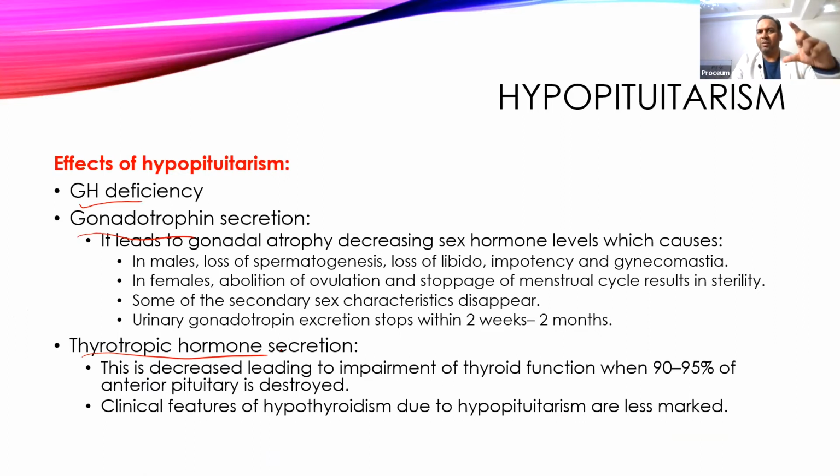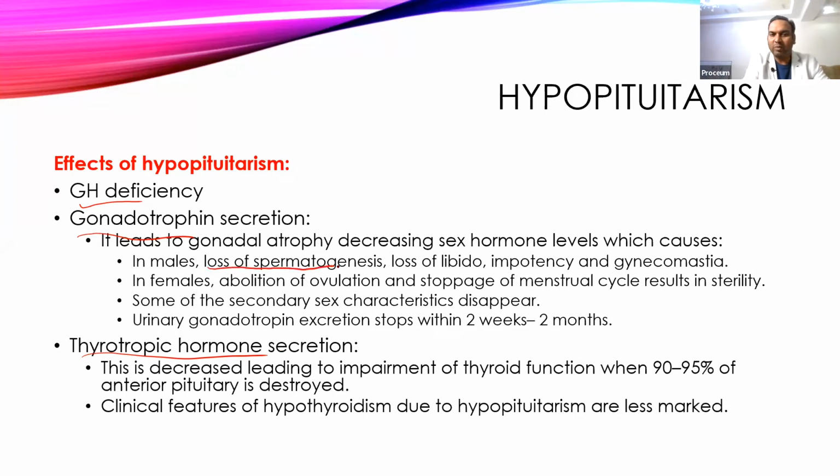Growth hormone decreases, so it will cause a decrease in linear growth. So there will be a decrease in height, which causes dwarfism, and other metabolic activity will also be decreased. But at the same time, soft tissue growth might be a little bit normal, so the patient will look more chubby. Then if gonadotropin hormone decreases, it will cause a decrease in both FSH and LH.